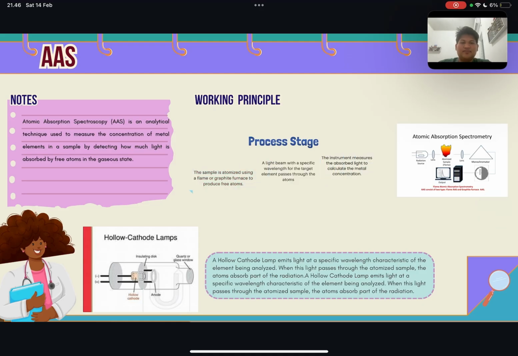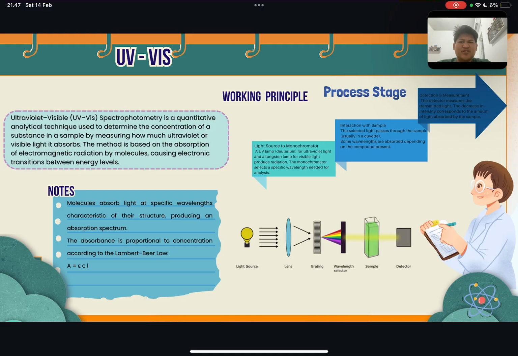Okay, next we have UV-Vis. What is UV-Vis? We can call the full name ultraviolet-visible spectrophotometry. It is a quantitative analytical technique used to determine the concentration of a substance in a sample by measuring how much ultraviolet or visible light it absorbs. The method is based on the absorption of electromagnetic radiation by molecules, causing electronic transitions between energy levels.